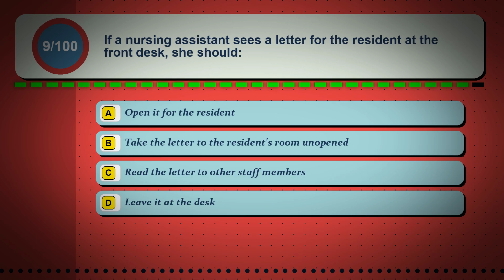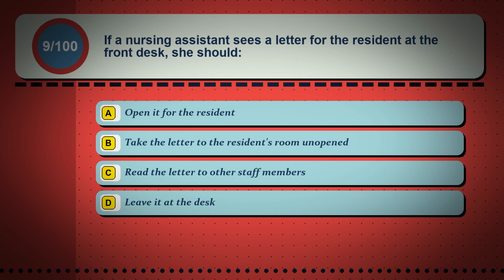Question 9. If a nursing assistant sees a letter for the resident at the front desk, she should: Option A, open it for the resident. Option B, take the letter to the resident's room unopened. Option C, read the letter to other staff members. Option D, leave it at the desk.